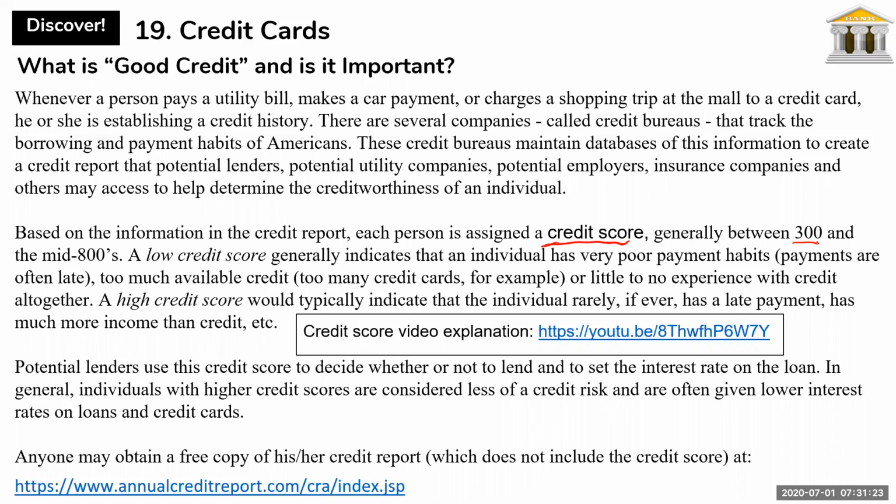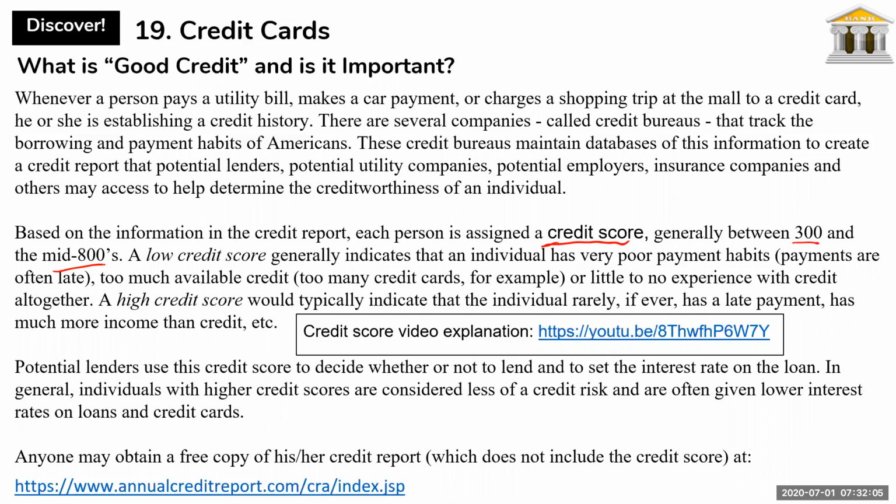Generally between 300 and the mid 800s. A low credit score generally indicates that an individual has very poor payment habits or payments are often late, too much available credit or too many credit cards, for example, or little to no experience with credit altogether. A high credit score would typically indicate the individual rarely, if ever, has a late payment, and has much more income than credit, right?